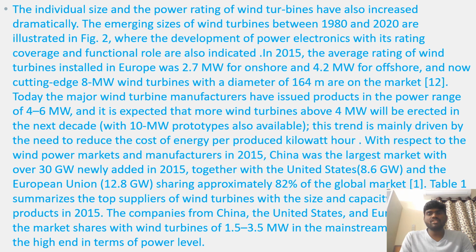In 2015, the average rating of the wind turbine installed in Europe was 2.7 megawatt for onshore and 4.2 megawatt for offshore, and now cutting edge 8 megawatt wind turbines with a diameter of 164 meters are on the market. Today, the major wind turbine manufacturers have issued products in the power range of 4 to 6 megawatts, and it is expected that more wind turbines above 4 megawatt will be erected in the next decade. This trend is mainly driven by the need to reduce the cost of energy per produced kilowatt hour.